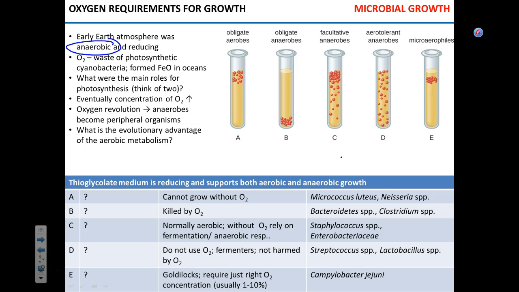And the first cyanobacteria, the first photosynthetic organisms, remember it wasn't plants, it was cyanobacteria. They produced oxygen as the waste that was immediately used to oxidize iron in the oceans. And there are vast amounts of iron oxide on the ocean floor.